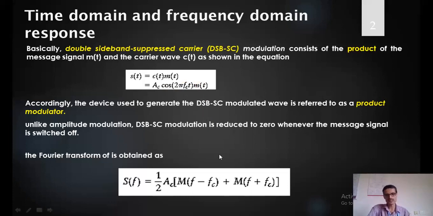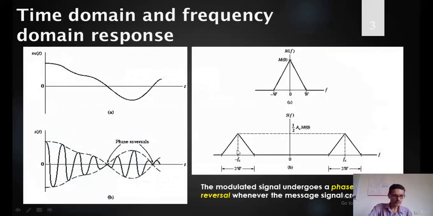So a detailed explanation of this I have given in my previous videos. Please watch those videos. Now, how to plot the waveform in the time domain and the frequency spectrum in the frequency domain. Just look at this. I have a message signal, a random signal I have taken for m(t), and this is your carrier. Just look at this.